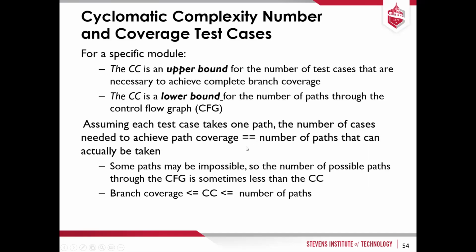Therefore, I need to find something between these two. The branch coverage, 2 power n, and the number of paths that I have. The code coverage for the test cases is something between the branch coverage and the number of paths.